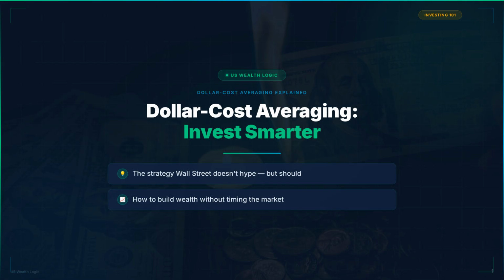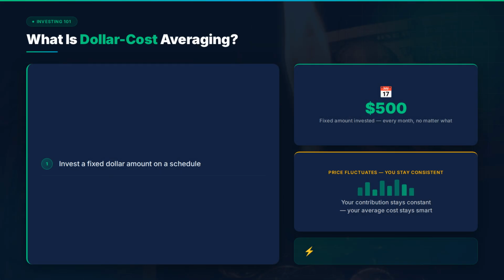Whether you're brand new to investing or just looking to sharpen your strategy, stay with us, because this one is worth your full attention. So, what exactly is dollar cost averaging, or DCA as it's commonly called?